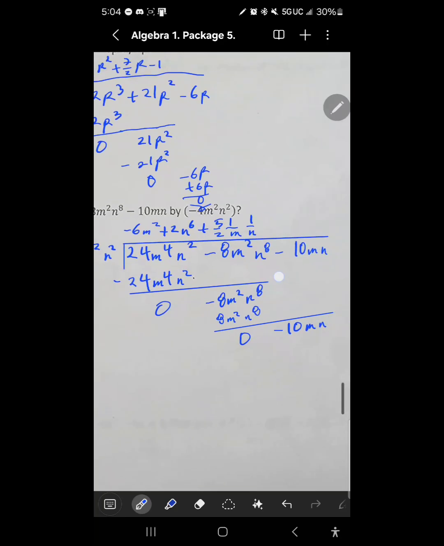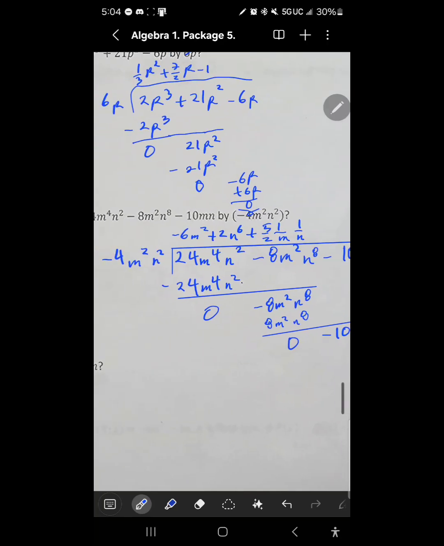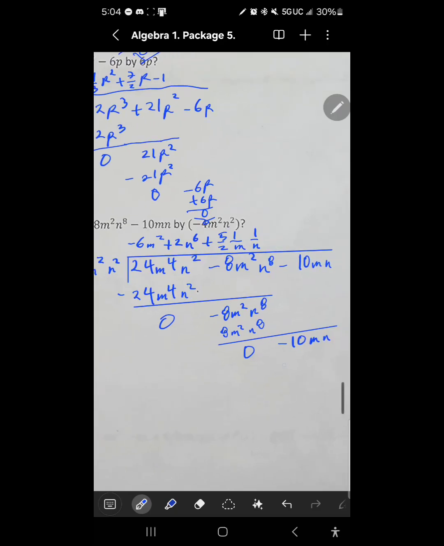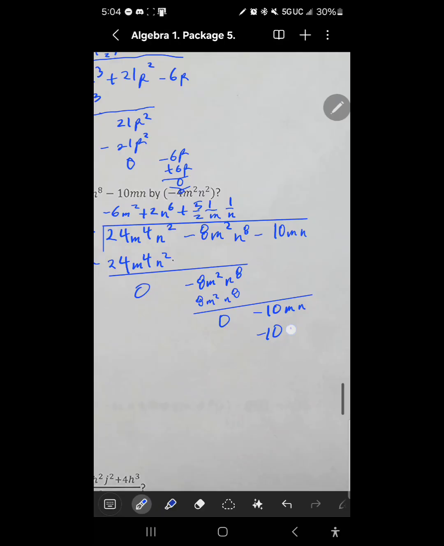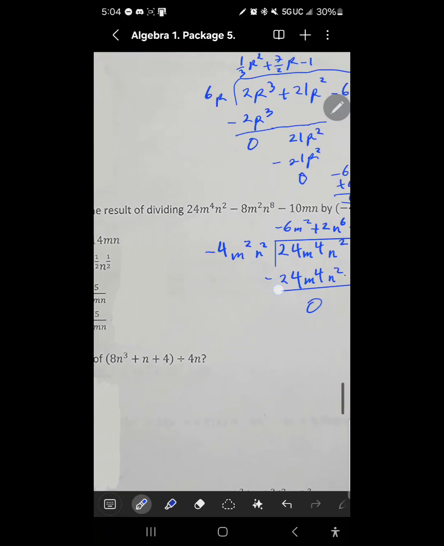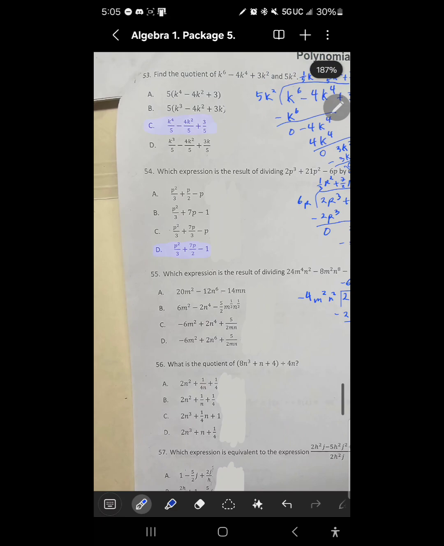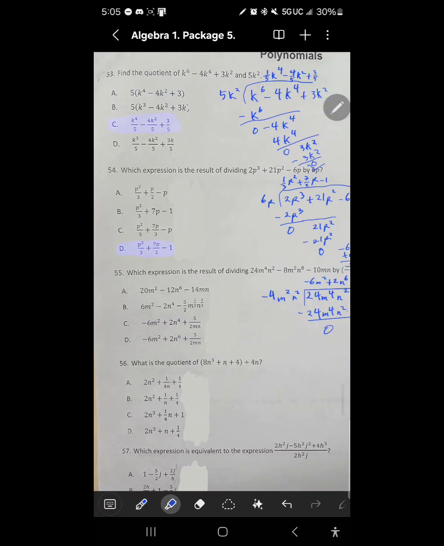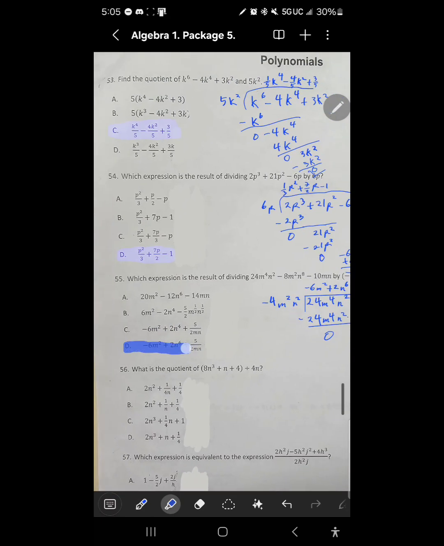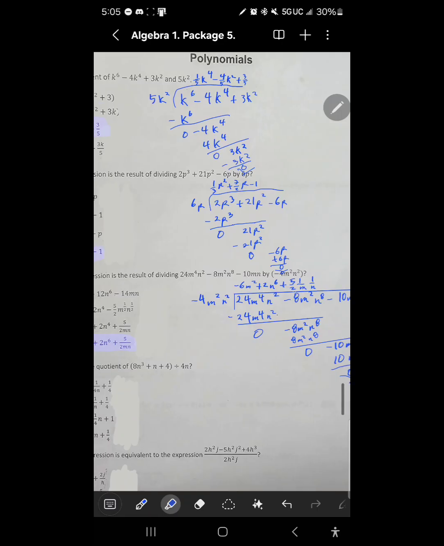And when we multiply that, we say 5 over 2. 5 times negative 4 is negative 20 over 2, negative 10. 1 over m times m squared is just m. 1 over n times n squared is just n. When we put the opposite sign, this is 0. Now right here, our answer then must be negative 6m squared plus 2n6 plus 5 times 1 is 5, and 2mn over 2mn.